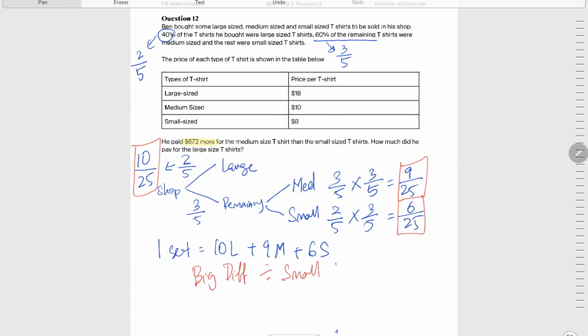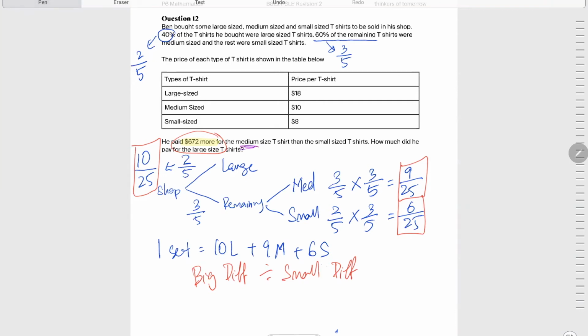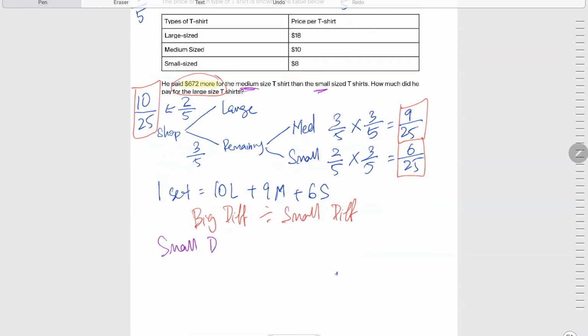Okay, what is big diff here? Big difference is this, 672. So how do I find what is the small diff? You have to identify what exactly are the two items that you're comparing, medium versus small. So your small diff would be the difference between medium and small in every set. If you look at this set, in every one set, I have 9 mediums, I have 6 small. The small diff would be the cost of 9 medium shirts minus the cost of 6 small shirts.